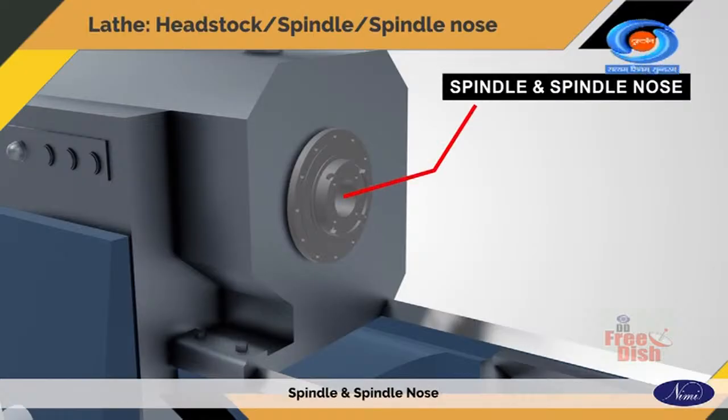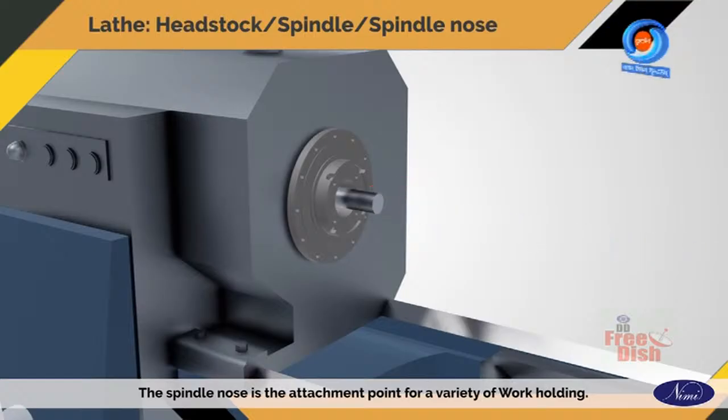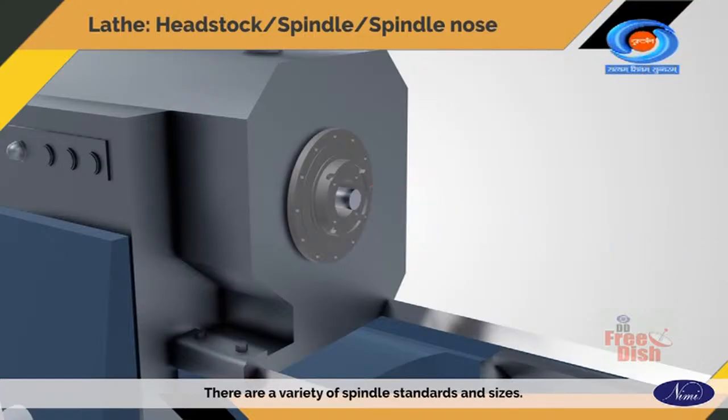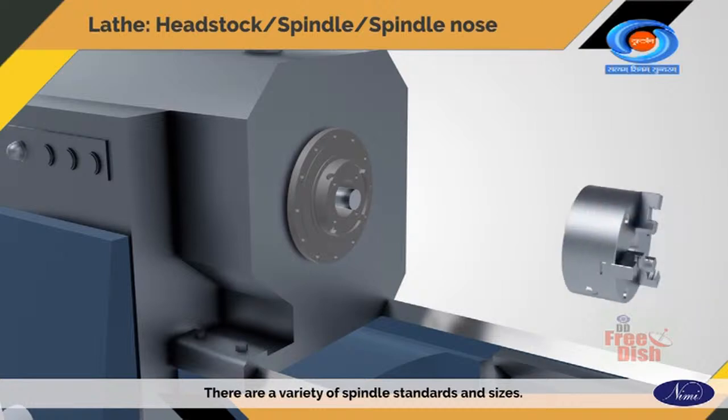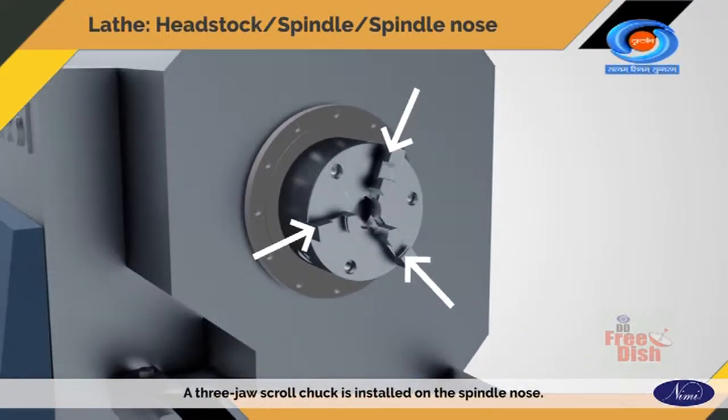Spindle and spindle nose. The spindle is the primary rotating element of the lathe. The spindle nose is the attachment point for a variety of work holding. There are a variety of spindle standards and sizes. Chuck. Chucks are a convenient way to hold workpieces on the lathe. A 3-jaw scroll chuck is installed on the spindle nose.